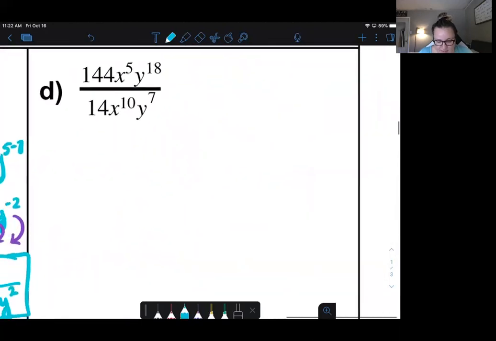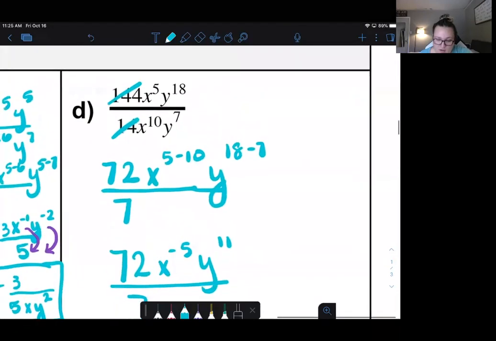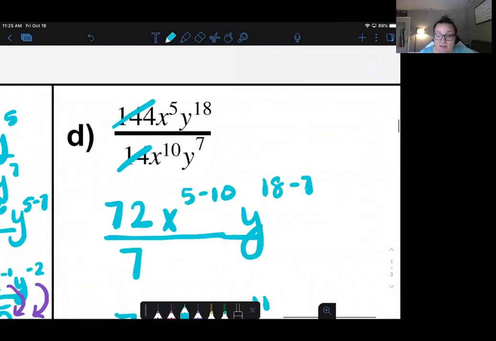All right, so part D, 144x to the 5th, y to the 18th, divided by 14x to the 10th, y to the 7th. Go ahead and give this a shot on your own. All right, so the first thing that I noticed is that 144 and 14 are both even numbers, which means both of them can be divided by 2. So I divided 144 by 2 and got 72. I divided 14 by 2 and got 7.